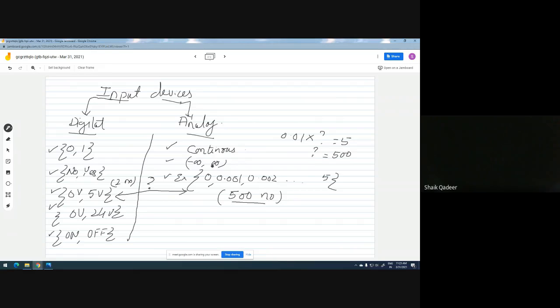What you need to keep in your mind is, in general, the number of data generated by an analog input device is minus infinity to infinity, so say infinite data. In general, infinite data. In specific, it is more than 2. So just keep in your mind, if the number of data generated by input devices is more than 2, it is called analog input devices. If the number of data generated by an input device is restricted to only 2, then it is called digital input devices. Hope it is clear to everybody.